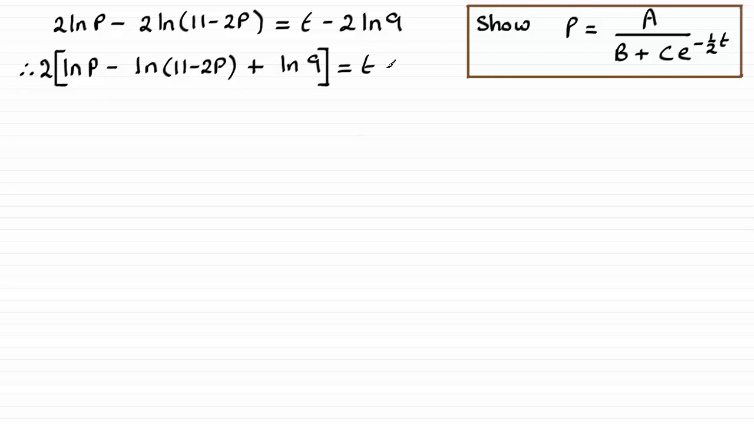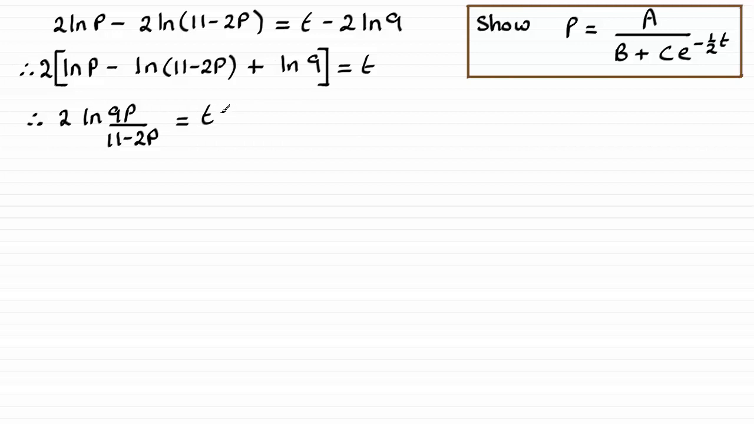Now I can use the natural log laws, or log laws anyway, to group these 3 terms inside the bracket up. So if I was to just look at this, we've got the natural log of p plus the natural log of 9. So that's going to be the natural log of 9p. And we're subtracting the natural log of 11 minus 2p, so that's going to be 9p then, all divided by 11 minus 2p. And we're multiplying all of this with this 2 here. Okay, so therefore we're going to have that. And then this is going to be equal to the t that we've got there.